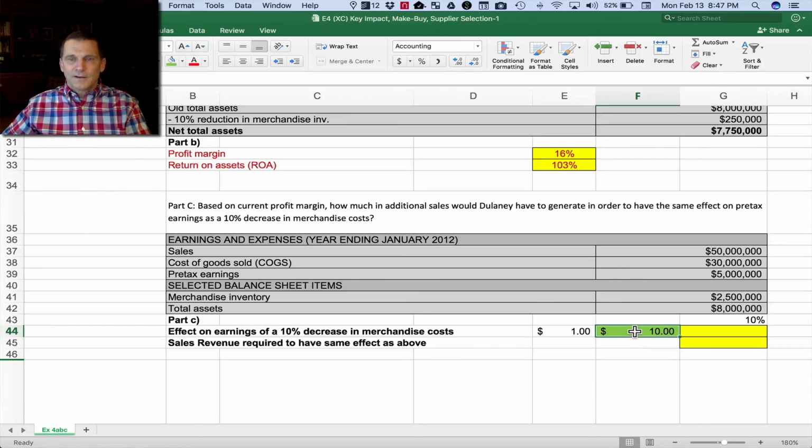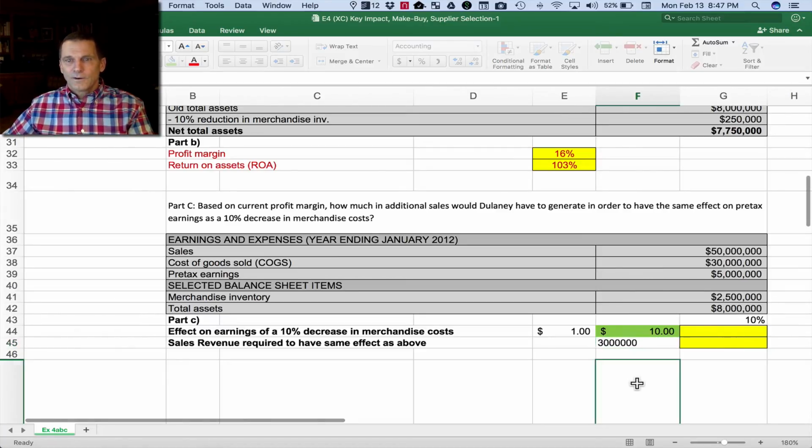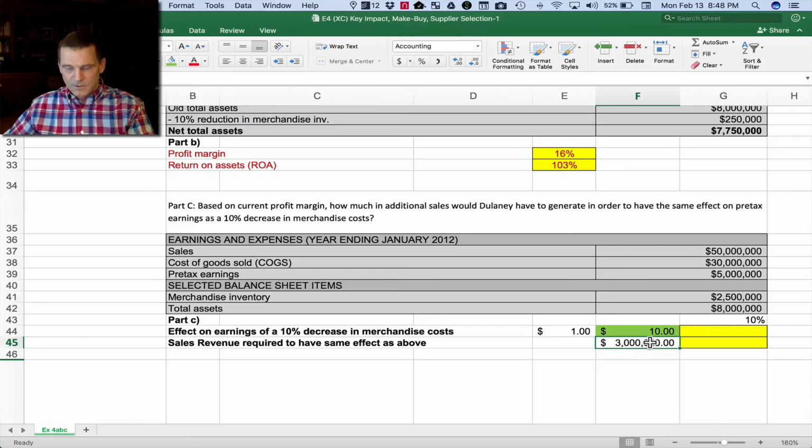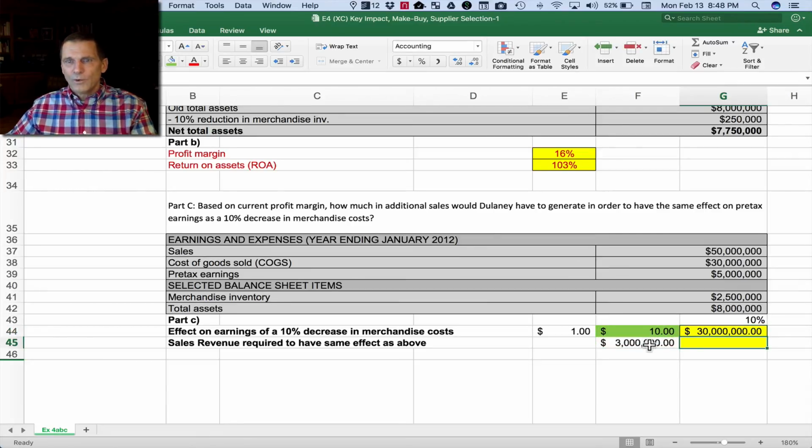And once we know the $10, it's easier for us to say, okay, and what was the target, gang? You want to earn $3 million? All right, well, let me tell you. If you want to earn $3 million, all I have to do is multiply, in this box here, the amount we need for each dollar, right? Our $10 times the amount you want to earn. And we would have to sell $30 million to earn $3 million at a 10% profit margin.